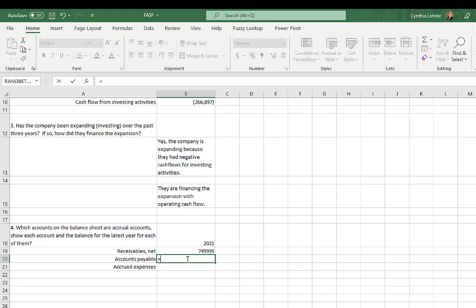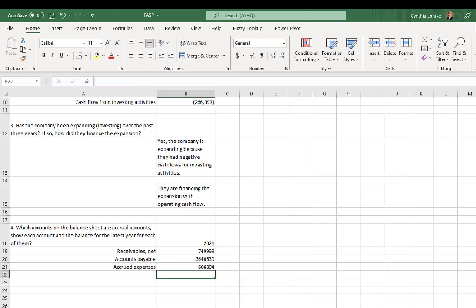Same for accounts payable, equal. I'm going to start typing, and as I do, accounts payable pops up, double click, enter, equal, start typing, accrued expenses, double click, press enter. So now I've got all my numbers. I'm going to go ahead and format them, get rid of my decimals, and here are my accrual accounts, and here are my balances.